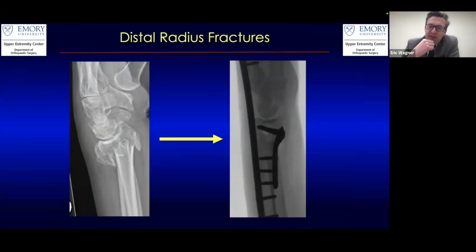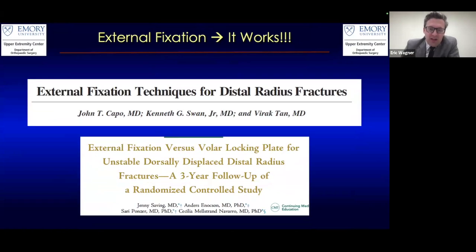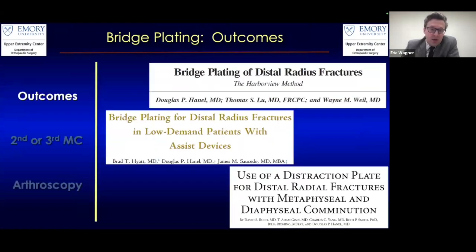And this is a little bit different than Doug Hanel's initial work coming out of Harborview. We have a slightly different approach here at Emory, and have some pretty good data coming out in support of this. So, interestingly enough, external fixation actually works for distal radius fractures. There are pretty good studies showing that although the volar plate is taken over, X-fixes work, and this idea of ligamentotaxis really works.